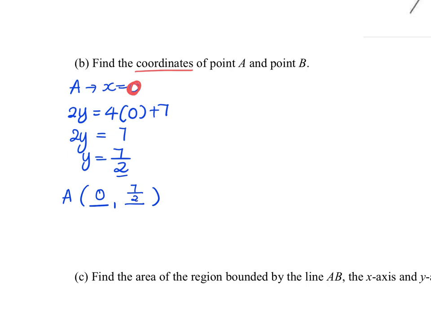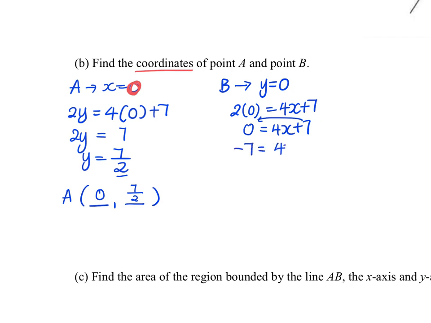Next one, we want to find the coordinates for point B. Point B cuts the x-axis. So when it cuts the x-axis, y is equal to 0. So we're going to sub this into our equation: 2y, which is now 0, equals 4x plus 7. So we have 0 equals 4x plus 7. We'll bring the 7 over to the other side. We'll get negative 7 equals 4x.